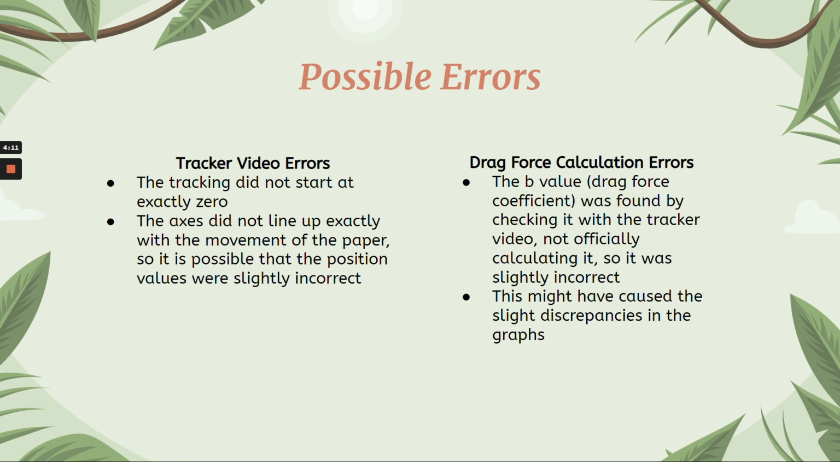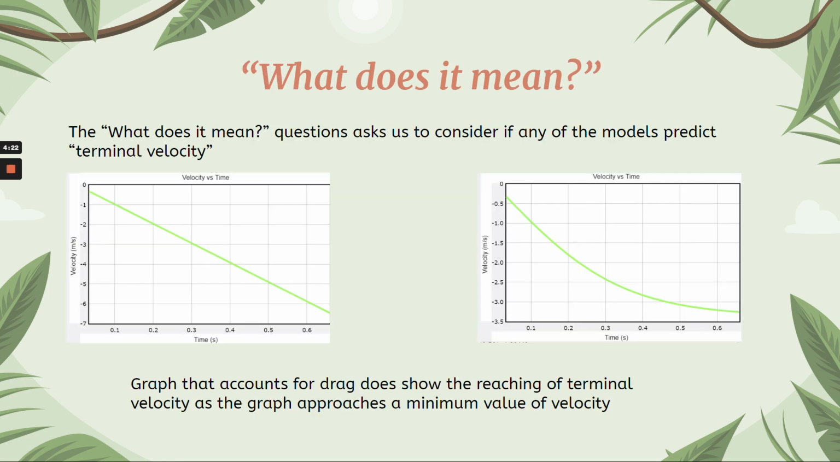And then for the drag force calculation, there are some possible errors there. The B value, the coefficient, was found by checking it with the Tracker video, not officially calculating it, so it was probably slightly incorrect, which may have caused those slight discrepancies in the graphs.